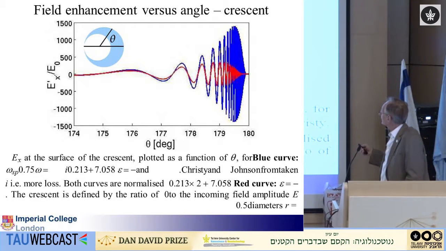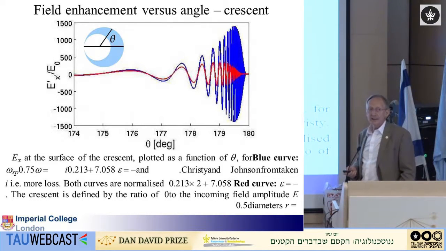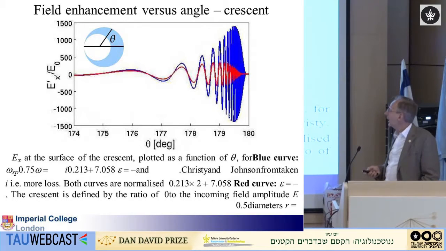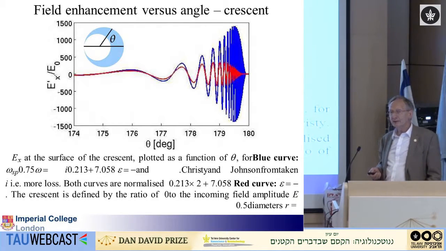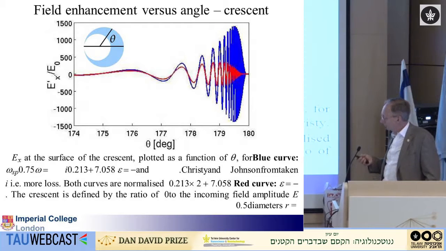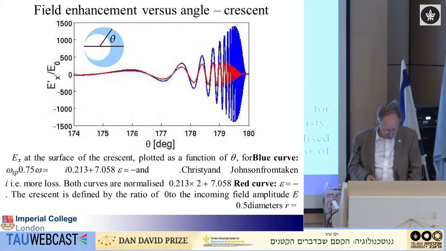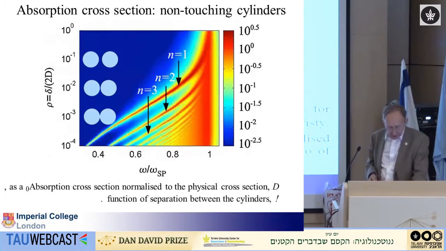The energy density is the square of that, so that's 1 million in the energy density, and the response to things like Raman signals is that squared. So you can quite see how you get surface enhanced Raman scattering from these sort of effects. Very, very powerful concentrators of energy.